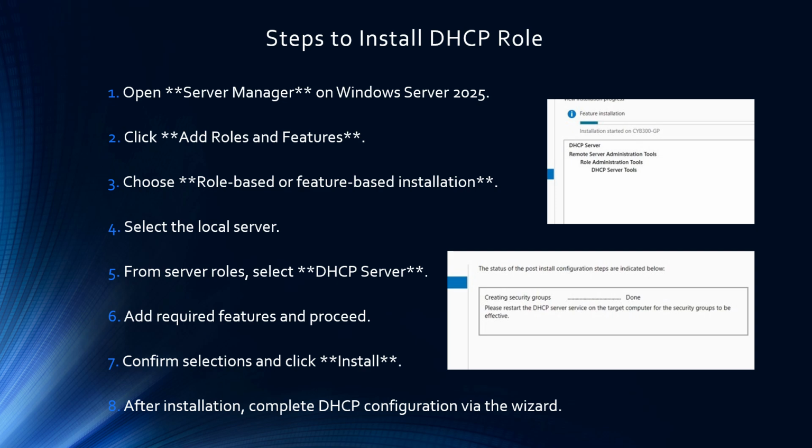The process was similar to installing IIS. Open Server Manager, add roles and features, choose a role-based installation, and select the DHCP server role. Once installed, Jason completed the configuration using the DHCP wizard. This role was important because it gave our environment dynamic addressing, which makes managing larger networks much easier.